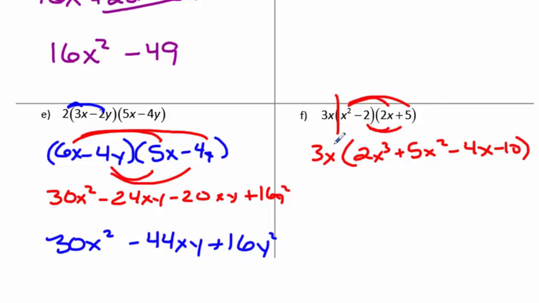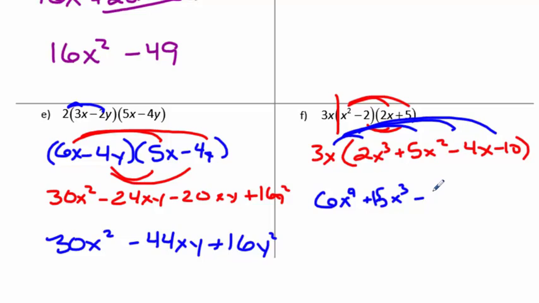Now we're ready to do the distribute with the monomial. So we're going to multiply that monomial 3x times every term on the inside. So 3x times 2x cubed is 6x to the 4th. 3x times 5x squared will be 15x to the 3rd. 3x times negative 4x will be negative 12x squared. And 3x times the negative 10 will give us a negative 30x. Okay. So it doesn't matter if I multiply the monomial times the binomial first, or if I do the binomial first, then use the monomial. I can do it in either order I choose. Go on to the next page.